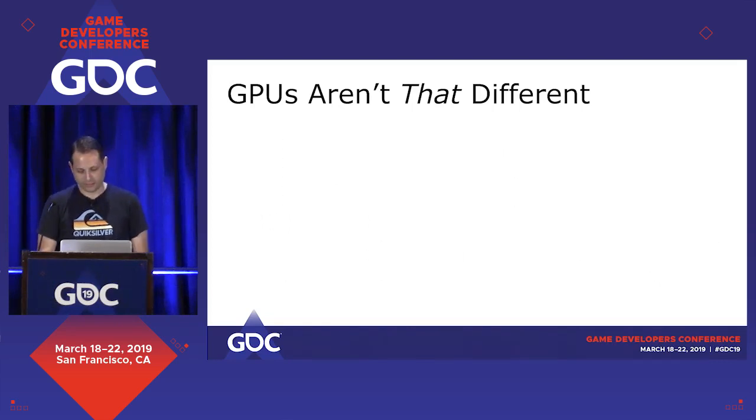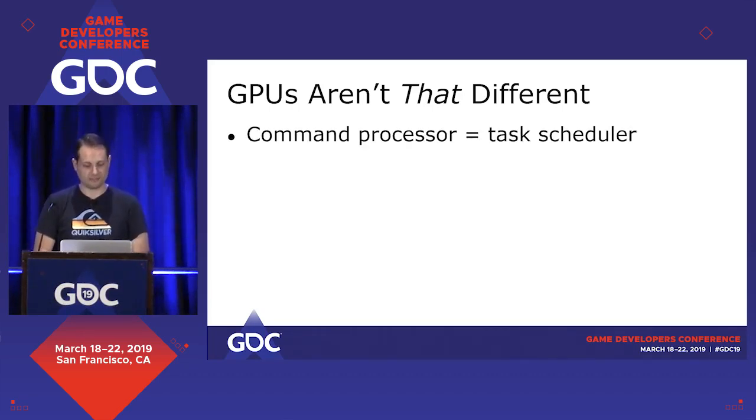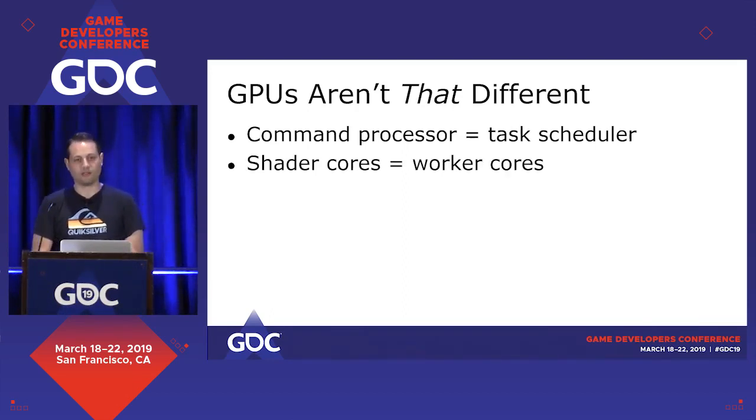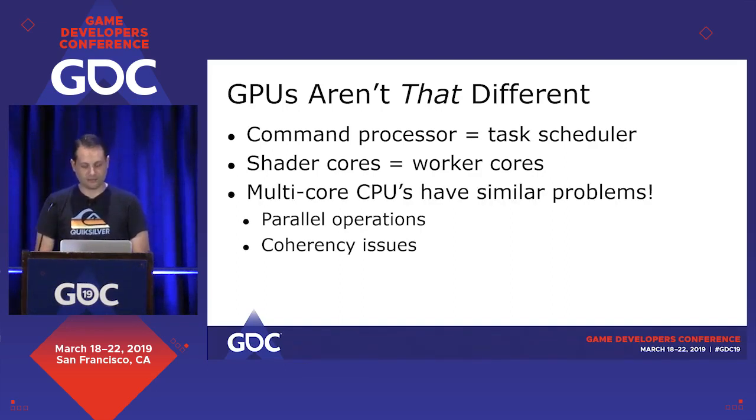The other big point I want to drive home is that GPUs aren't really that different, at least compared to typical multi-core CPU programming. You can think of your command processor as basically a hardware task scheduler, right? It's orchestrating work that gets scheduled to run on the shader cores, which take the place of the worker threads or cores you would have on a CPU task scheduler. And you really have some of the same problems as when you're doing multi-core CPU programming. You still have parallel operations in flight. You have to make sure you avoid race conditions by putting in the right barriers. And you can still have coherency and memory ordering issues that you have to deal with, and those also require putting in manual barriers in your code.